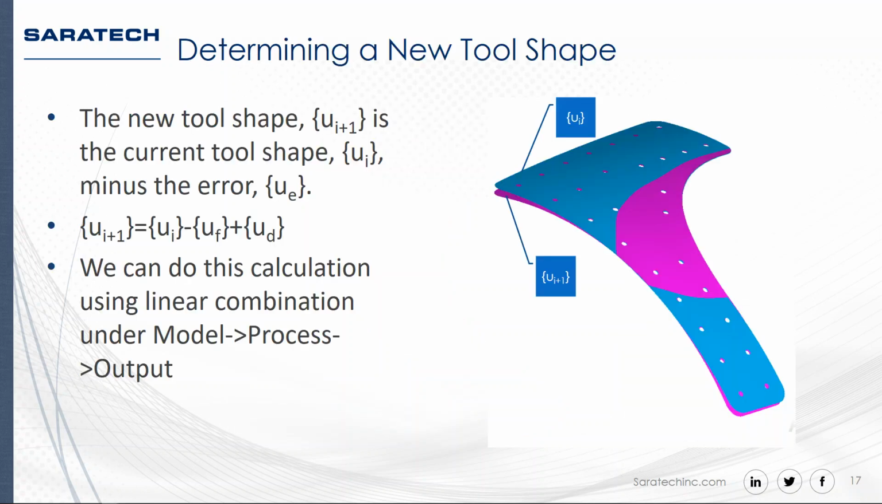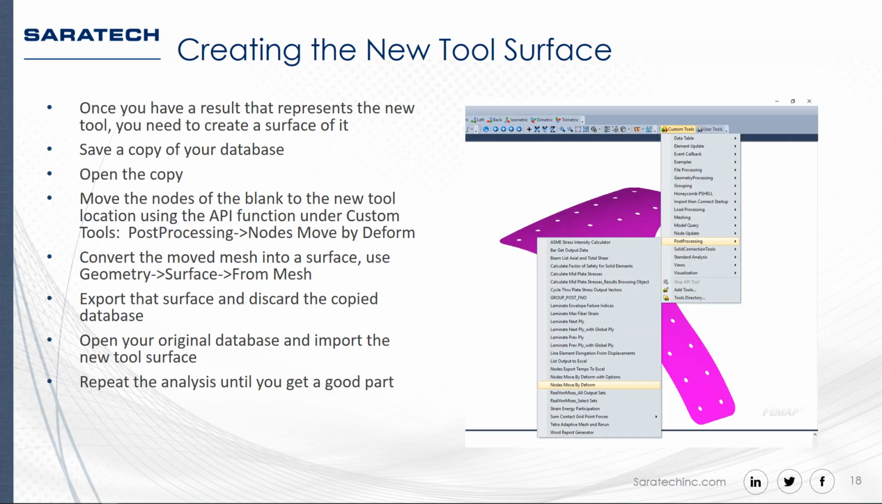So the new tool shape, which we're going to call UI+1, is the current tool shape UI minus the error UE. Well, since the error is in reality UF minus UD, we can actually combine those into one equation. So the new tool shape is the old tool shape minus the sprung back shape plus the desired shape. And again, we can do this calculation using the Model Process Output option in FEMAP. Once you do that, you'll have a set of results that represents what the new tool shape should be. Now we need to create a surface of that so we can mesh that and use that as our new die shape.